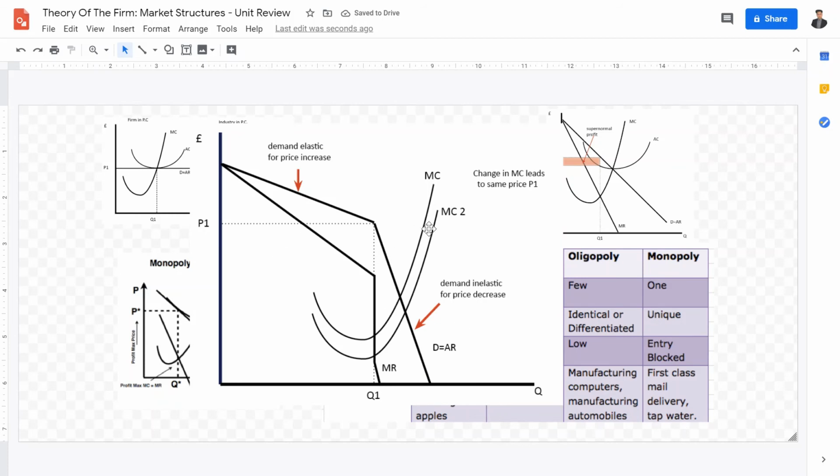What is an oligopoly? An oligopoly is a market structure where there are only a few firms selling either identical or differentiated goods, and there are high barriers of entry and high barriers of exit. Now, if you do not understand why the demand curve, the average revenue curve, and the marginal revenue curve right here are kinked, shaped like this, you have to go back.